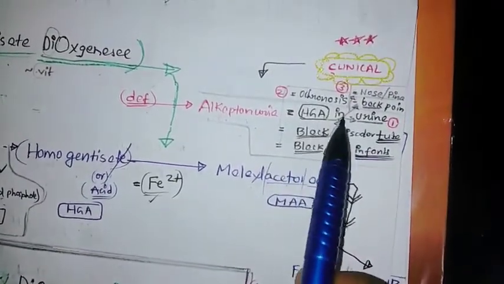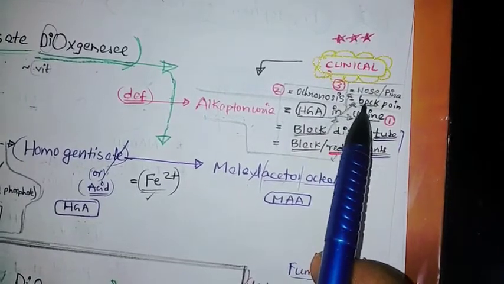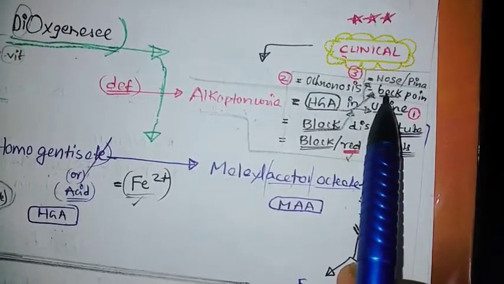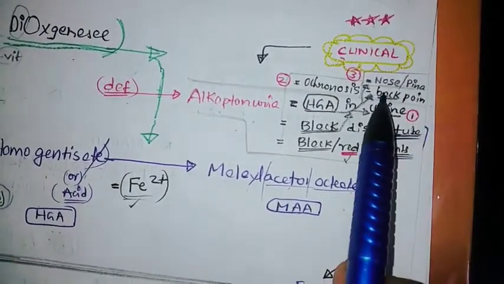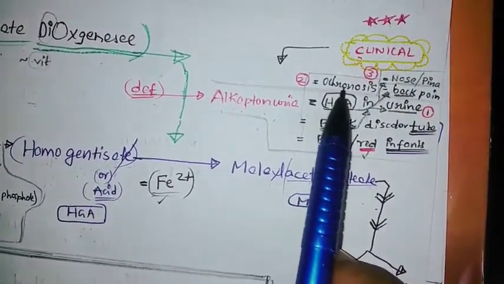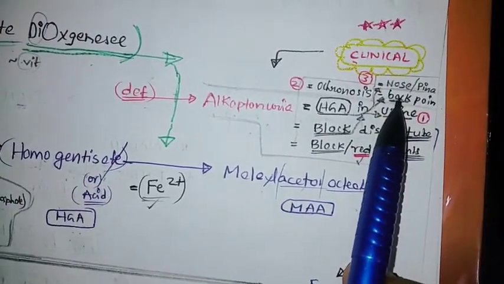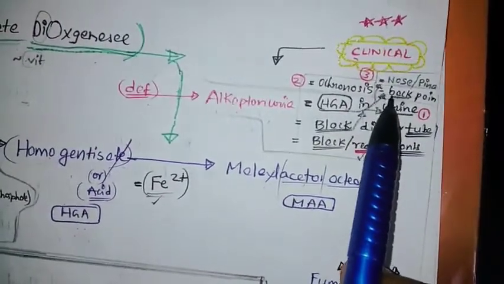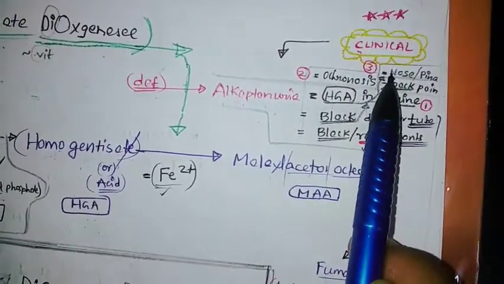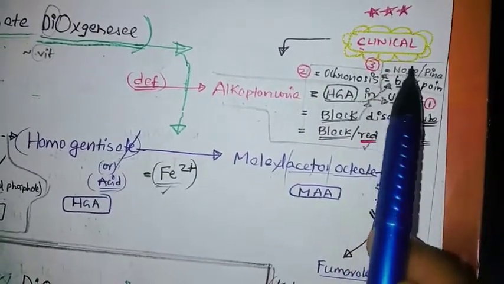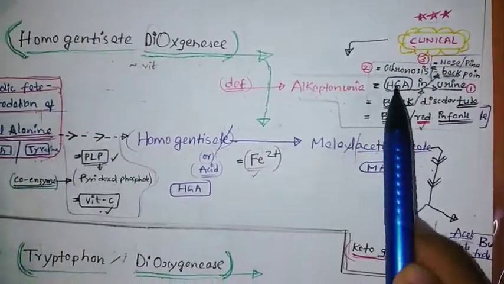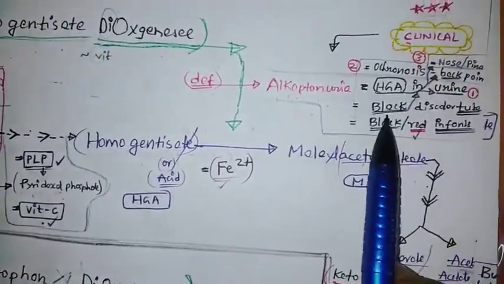This homogentisic acid also enters the cartilages, like the nose, pinna, and intervertebral disc cartilages. So we get back pain. The patient comes complaining of back pain. This process is called ochronosis, meaning pigment accumulated in the intervertebral discs of the vertebra. So this back pain is due to ochronosis, due to pigmentation, and in the nose and pinna we get black spots that you can see in the patient. In this way, the clinical point is very important, three stars. You can remember these two or three points regarding this; that is enough.